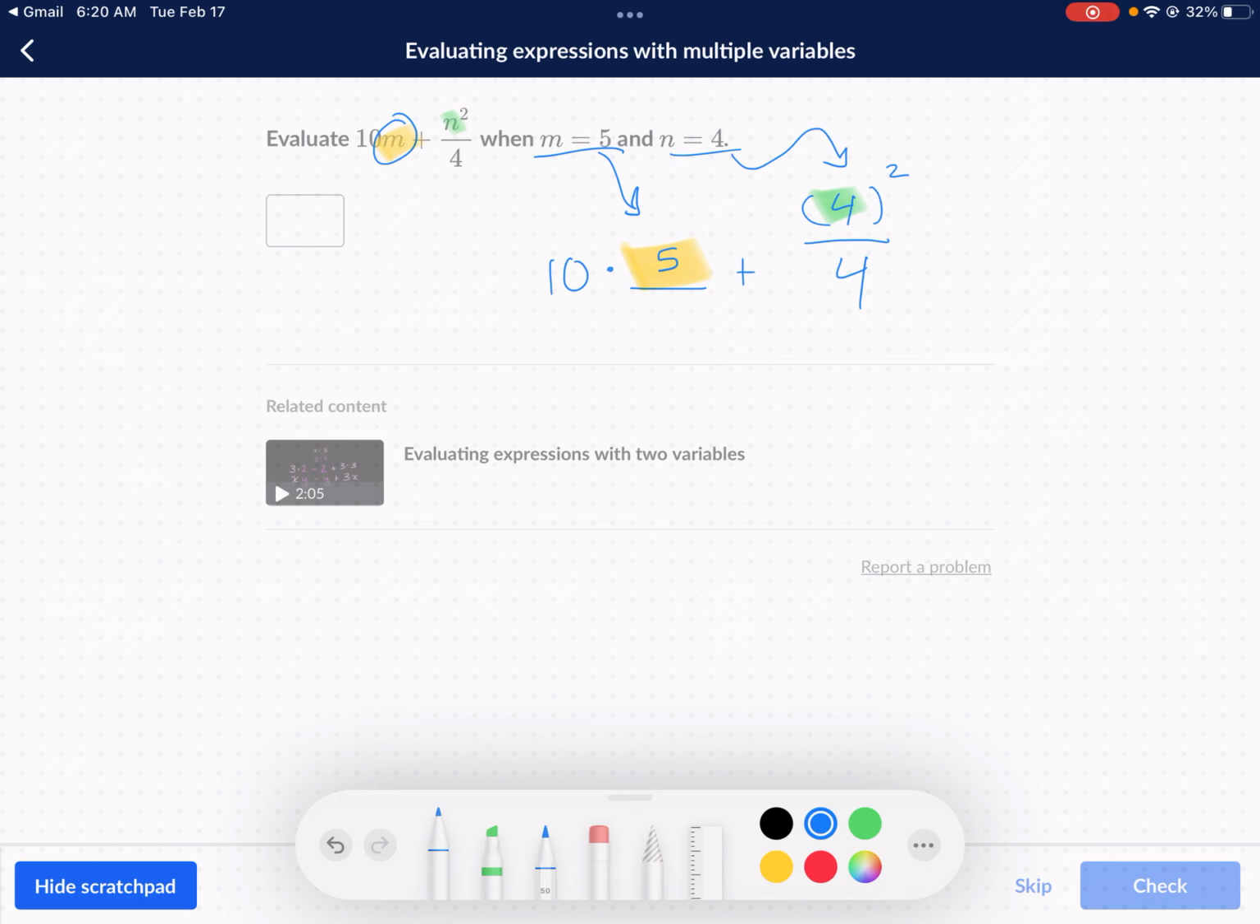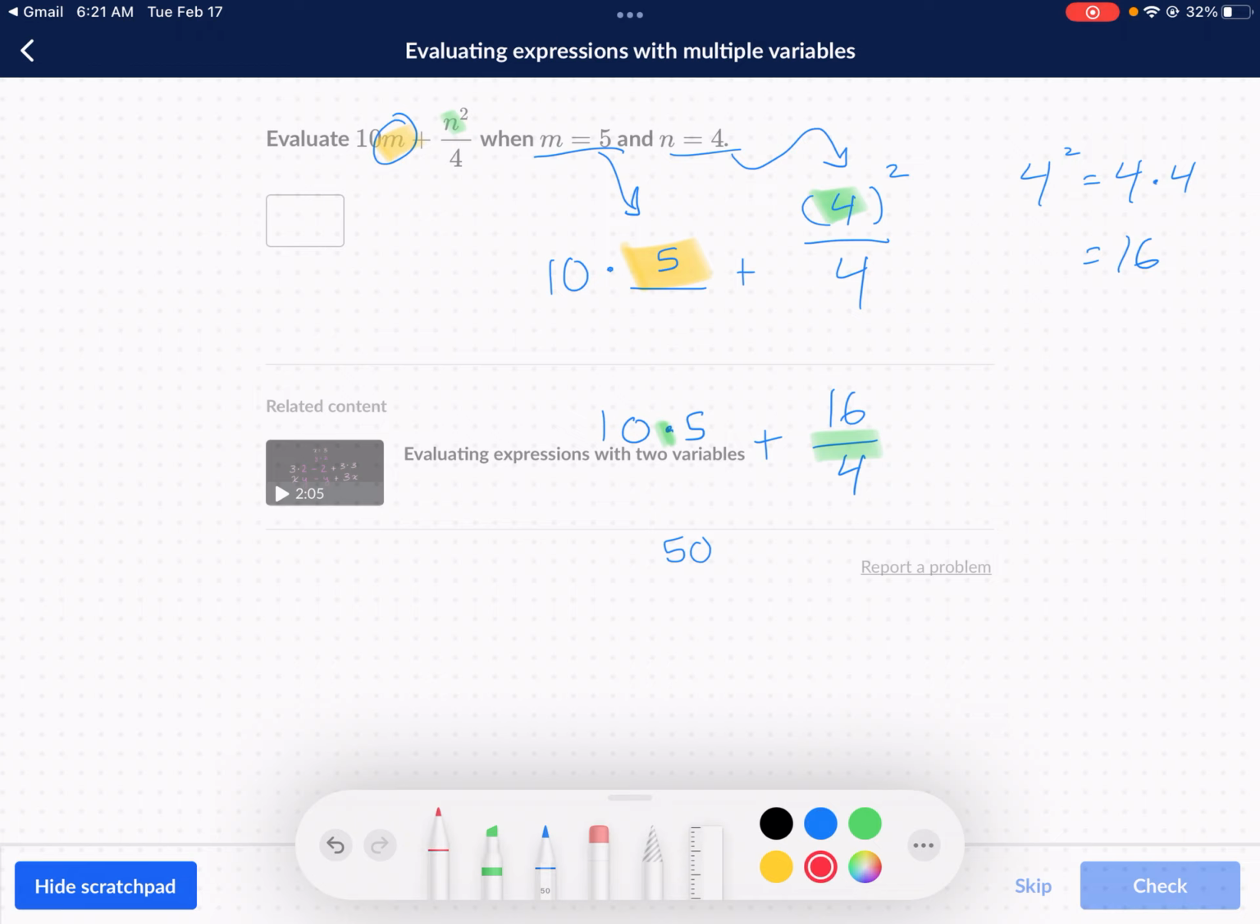So if I have 4 to the second power, that simply means 4 times 4, and that's equal to 16. So I have 16 over 4 plus 10 times 5. Okay, what's next? Well, we have multiplication here, and we have division there. I'm just going to go left to right. So I have 10 times 5 is 50.